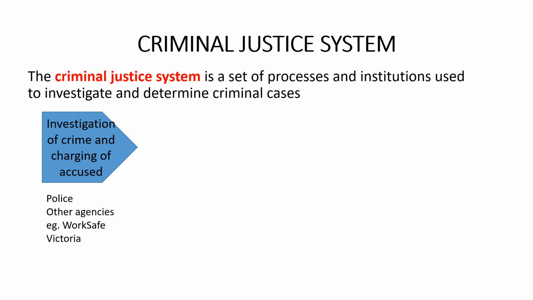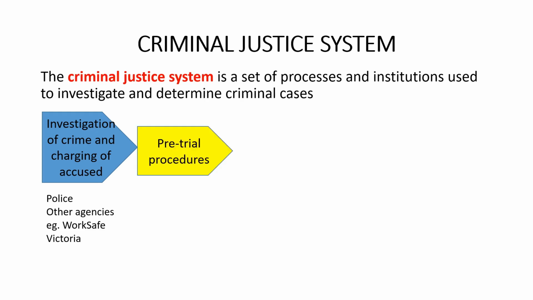For example, WorkSafe Victoria is a Victorian government agency that investigates and lays charges for breaches of Victoria's workplace safety laws. The second stage is pre-trial procedures. Pre-trial procedures are procedures that apply to a person from the time they've been charged with an offence up until the time of their trial for that offence. There are three important pre-trial procedures that you need to be familiar with. These are bail, remand, and committal proceedings.